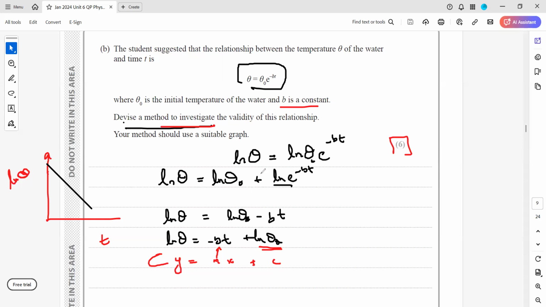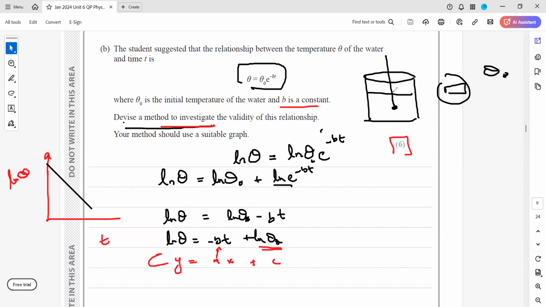Now, how we perform this experiment. So first we will reset the stopwatch, and we'll record the initial temperature of the hot water. The initial temperature of hot water, that will be theta naught. Then we'll start the timer and record the temperature after a 30-second interval for 3 minutes or 5 minutes, or for 10 minutes, we can say.